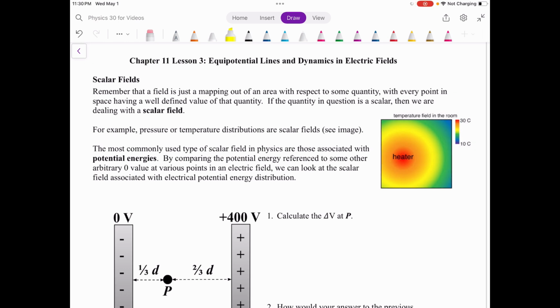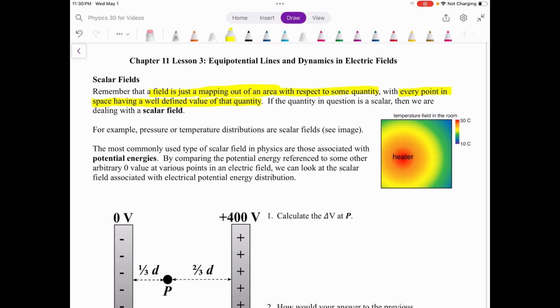All right, so we'll start out here by talking a little bit about a scalar field, something we have actually already talked about, okay? We've been talking about fields a lot. It's just that for most of this, we've been talking about a vector field, specifically the electric field, okay? So remember, a field is just a mapping out, essentially, of an area with respect to some quantity, right? We look at an area, and at every point, we can assign a value or think about or calculate a value for that quantity, okay?